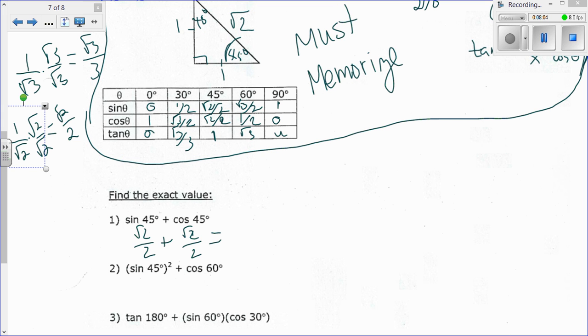They are like terms in the denominator and they have like terms in the numerator. So I have 2 radical 2's over 2. My 2's cancel out, so my answer is just radical 2. Again, it says exact value here, so we cannot just plug that into the calculator and get our answer.